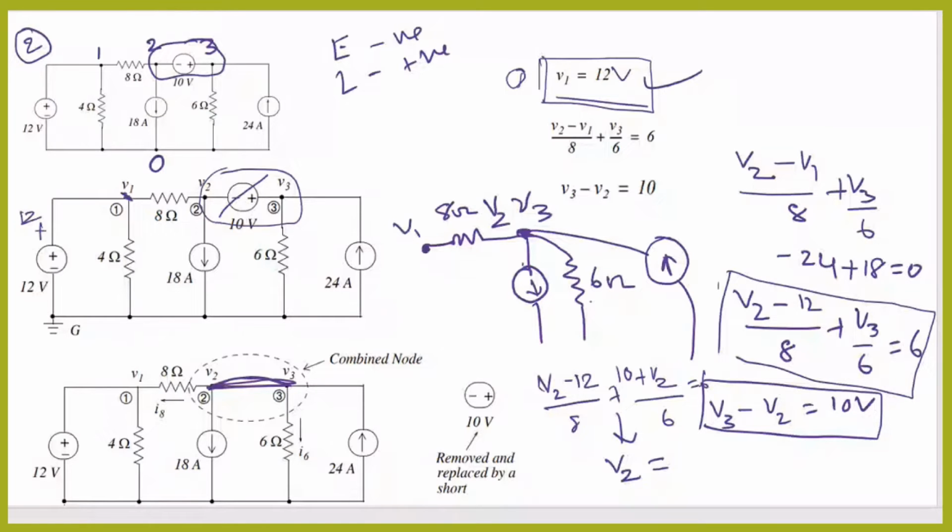Okay. So can anyone solve the equation and tell the answer? What is V2? 20 volts, sir. V2 is 20 volts. So if V2 is 20, then V3 is equal to 10 plus V2. So 10 plus 20, 30 volts.